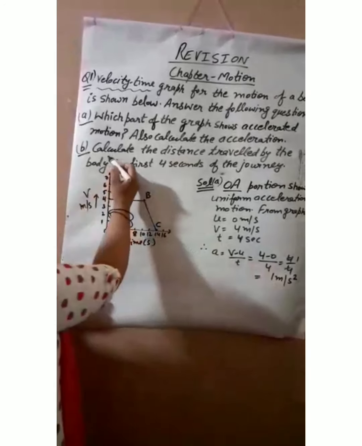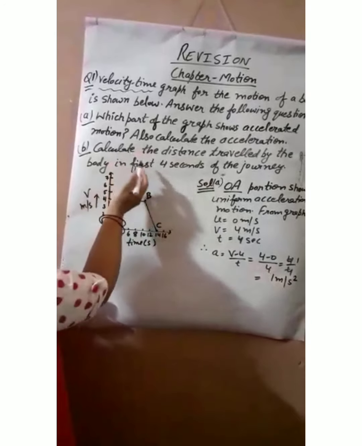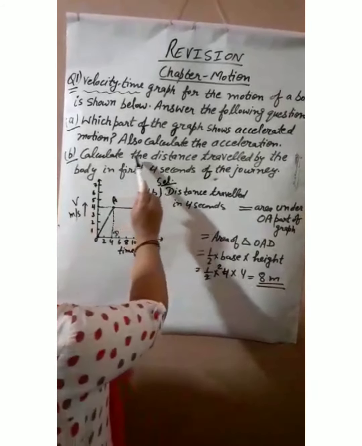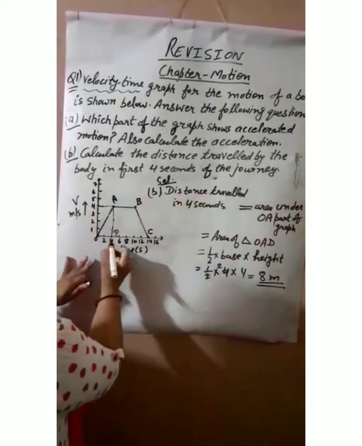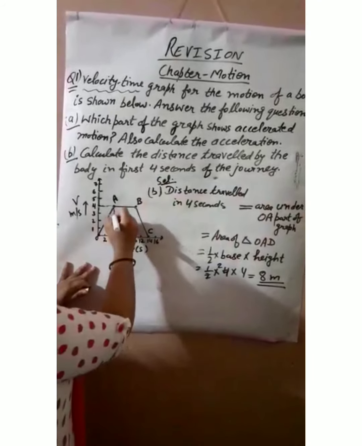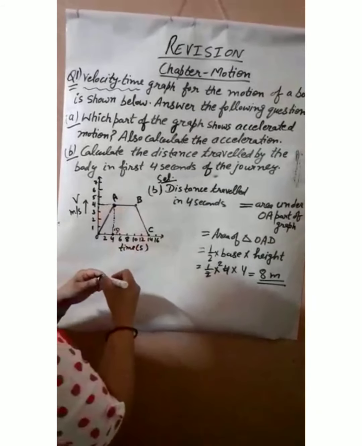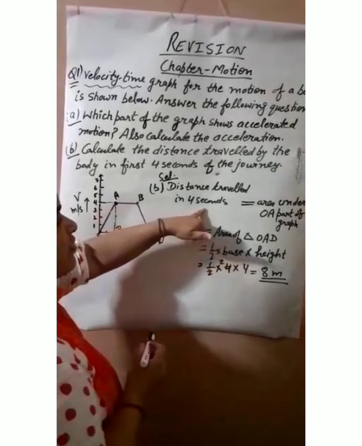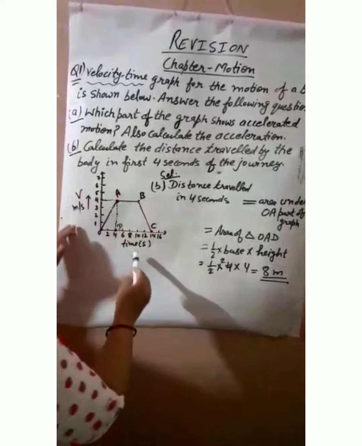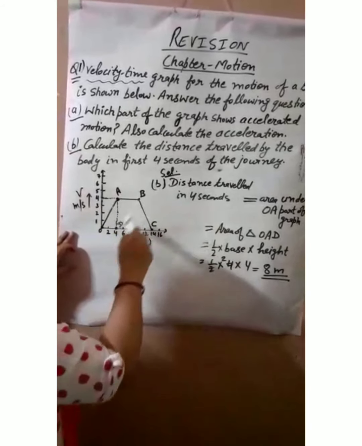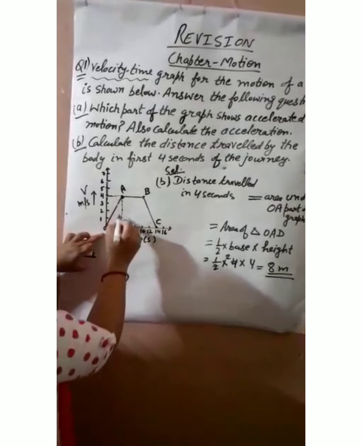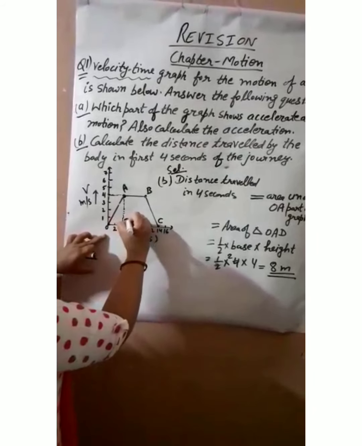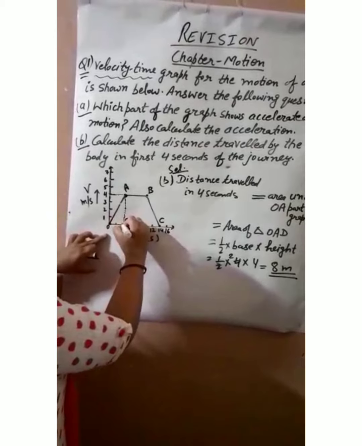Now the second part is we have to calculate the distance. Calculate the distance traveled by the body in the first 4 seconds of the journey. So the first 4 seconds of the journey is this one. We have joined it to this point A. As you have already done, distance traveled by the body in a VT graph is calculated by the area under the figure. So we have joined it with this and we have got a figure OAD. This is a triangle. We have labeled this point as point D, 4 seconds.